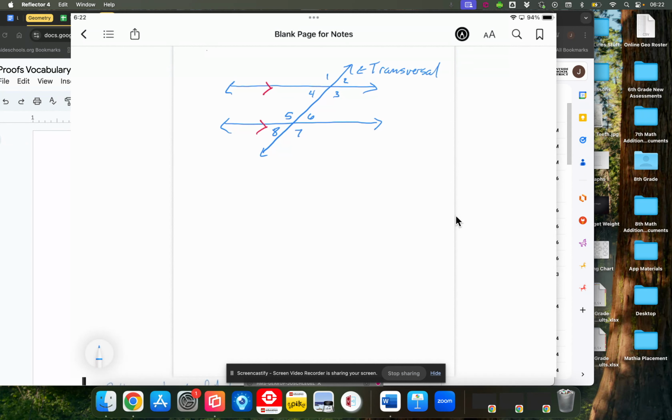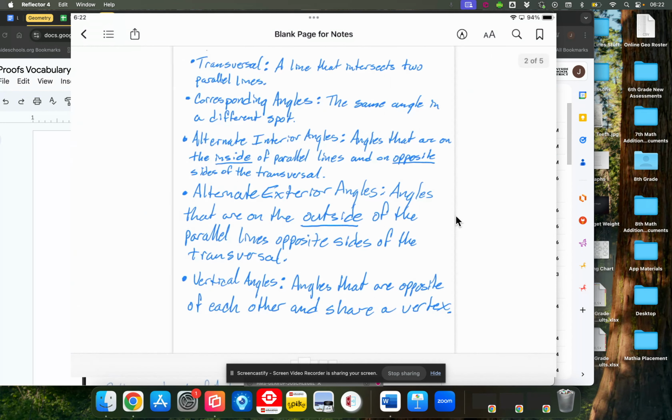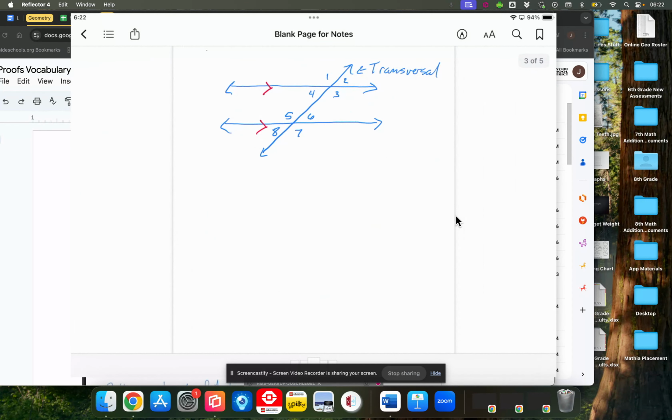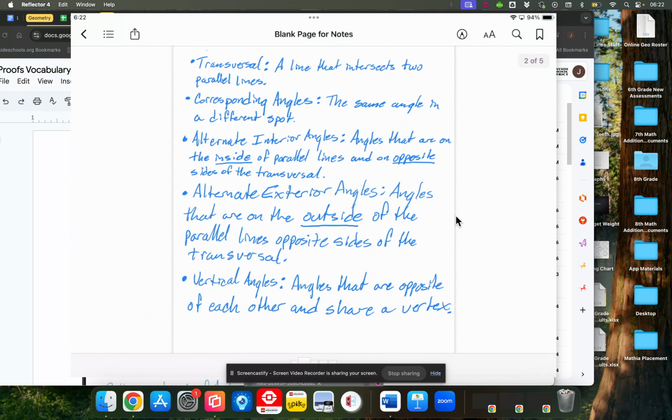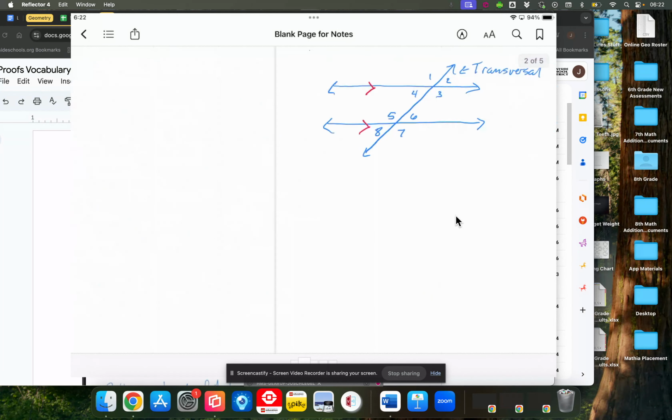That's pretty simple. If we go back to the definition, a transversal is a line that intersects 2 parallel lines. And we can say that that line that's kind of going up and to the right intersects both the top line and the bottom line. I'm going to continue with the notes on this page because transversal is pretty basic. I'm going to now talk about corresponding angles. So corresponding angles are the same angle in a different spot.